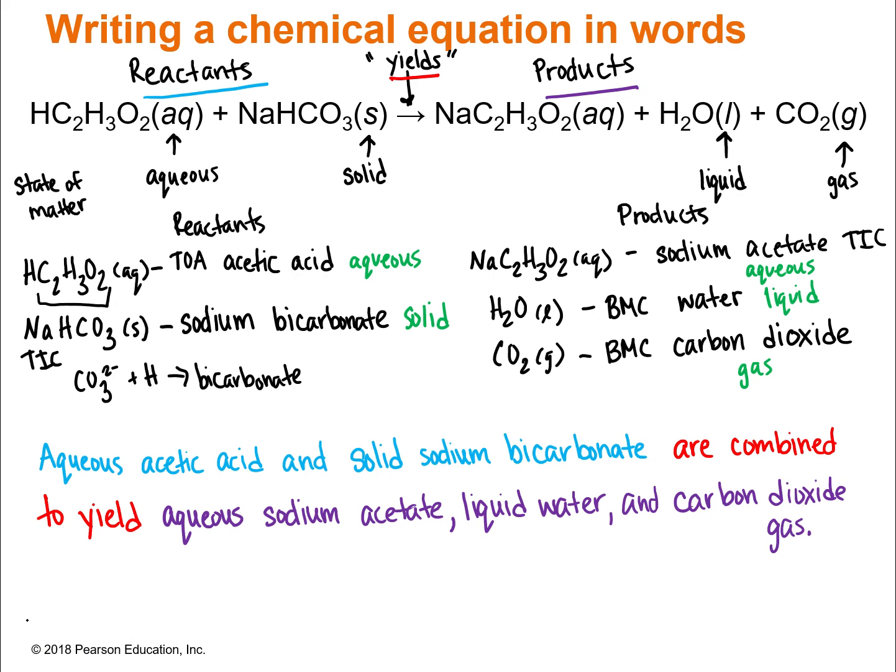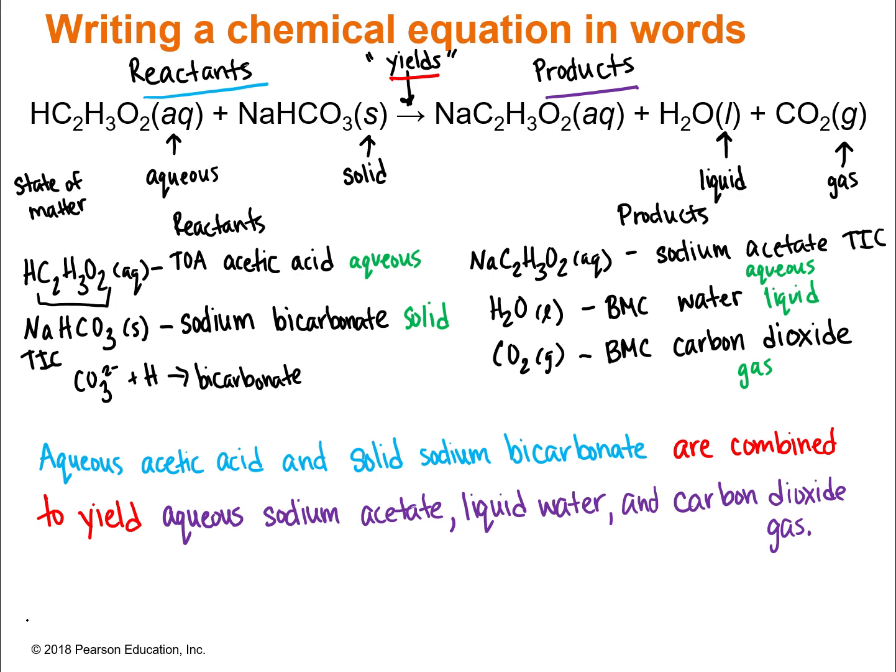Now there's a little bit of leeway here. Everyone has their own style, but you always want to make sure that you have the reactants first and you talk about their states of matter, that they're combined to yield, mixed to yield, or if you've only got one thing and it is making multiple things, that means it's decomposing, which we'll talk about in a second. So you can say decomposes to yield, but you're going to say something about yields. Then you talk about what products you make. So in this case, we have the aqueous sodium acetate, liquid water, and carbon dioxide gas.